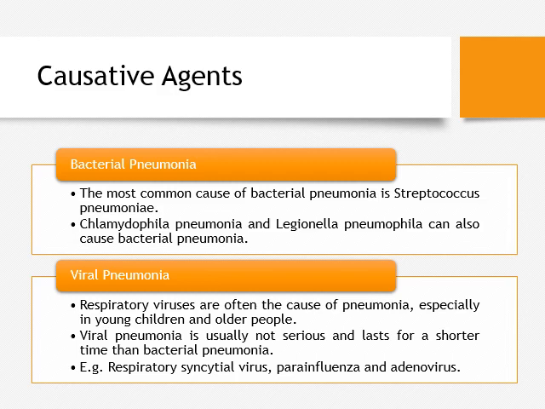The other category causing pneumonia is viruses, and we classify it as viral pneumonia. It is most often caused by respiratory viruses, and it most commonly occurs in young children and older people. Viral pneumonia is most commonly not very serious, and the infection lasts a shorter period of time as compared to bacterial pneumonia. The species causing viral pneumonia include respiratory syncytial virus, parainfluenza and adenoviruses.